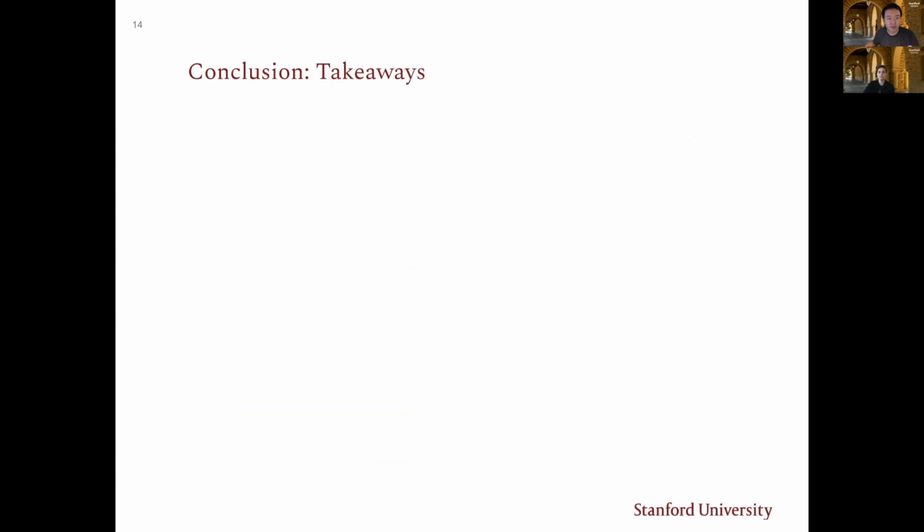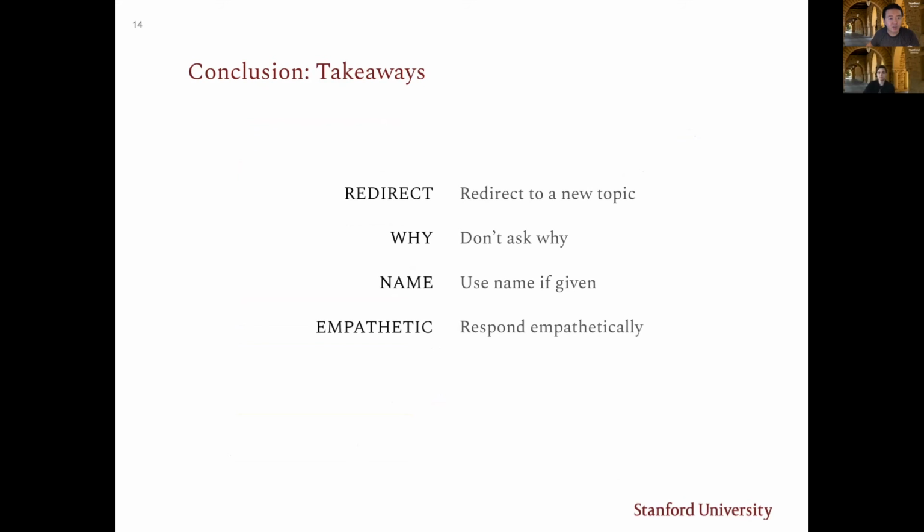In conclusion, we found that it is more effective for the agent to actively redirect the user to a different topic, to never ask the user why they offended, to use the user's names whenever possible together with a redirection, and to use empathetic responses whenever possible.